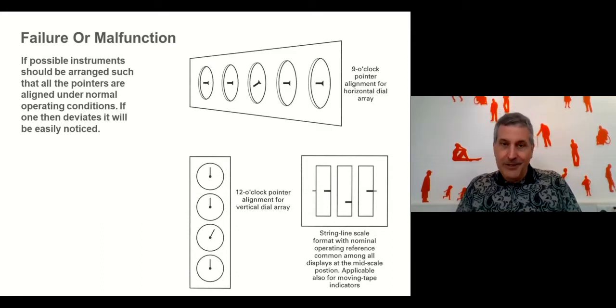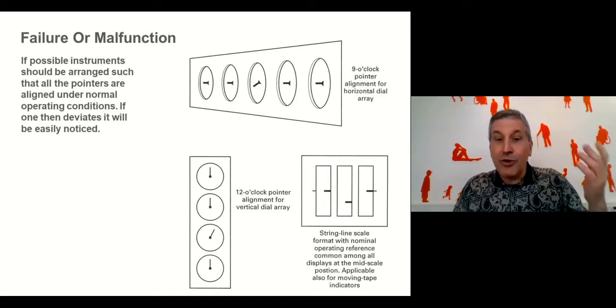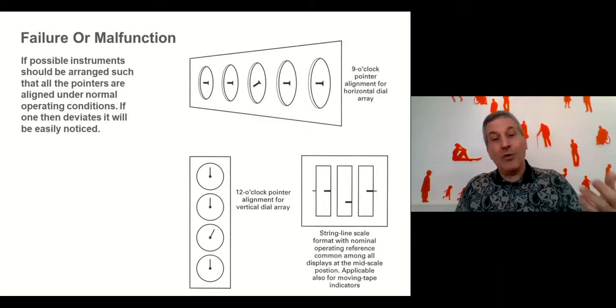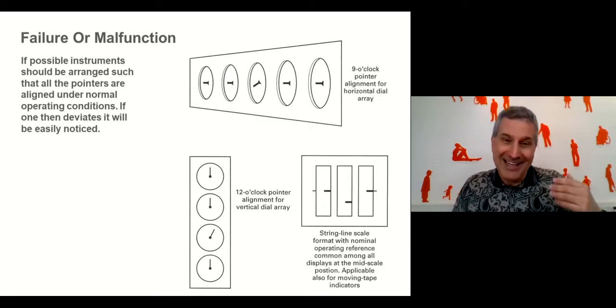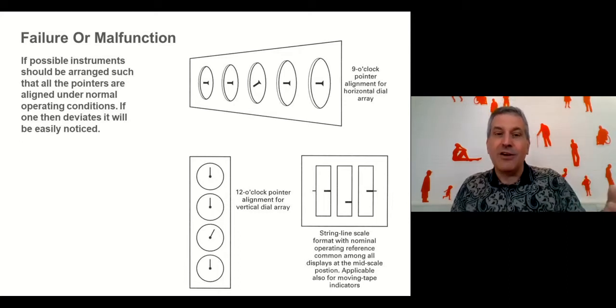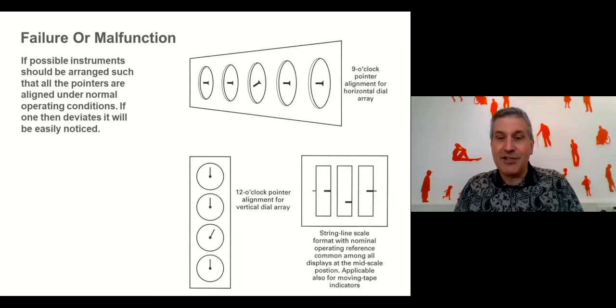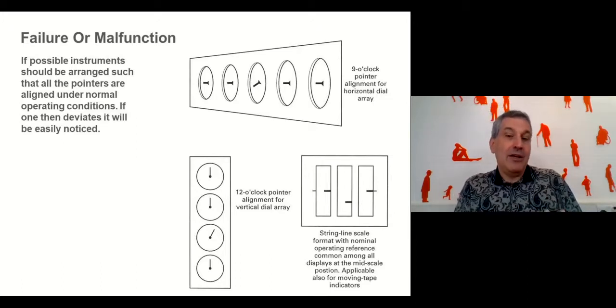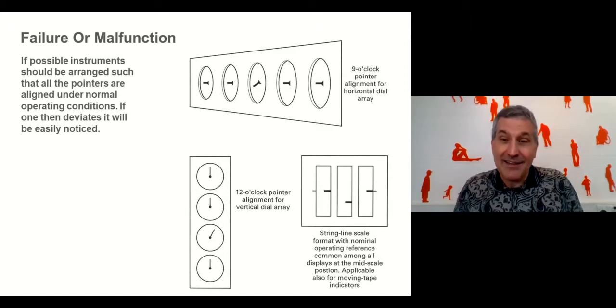Failure or malfunction. In the good old days, when all indicators and displays tended to be mechanical, or when we were talking about the first early cathode ray displays, such as was used on radar or on television and so forth, quite often one manner of making sure that a malfunction would not be missed by the operator was to line things up.